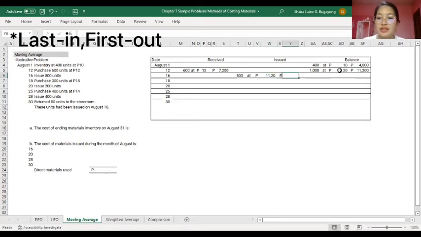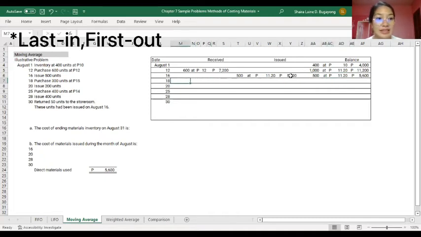So how much would be the cost of material issued? So 500 multiplied by 11.2, that is 5.6. So our balance would be ang 1,000 minus na to og 500. So, and then ang balance pod minus na to og 5.6. So that is 5.6 also. So our unit cost on August 16 is 5.6 divided by 500. So at 11.20 still.